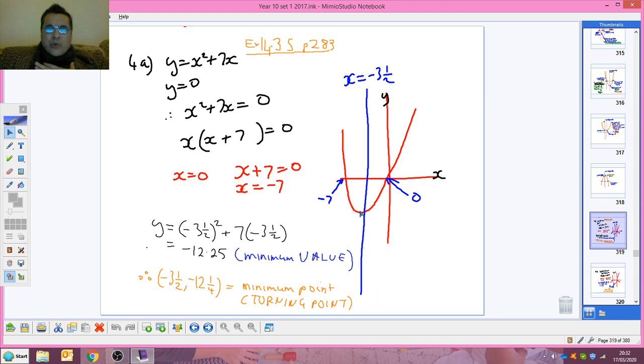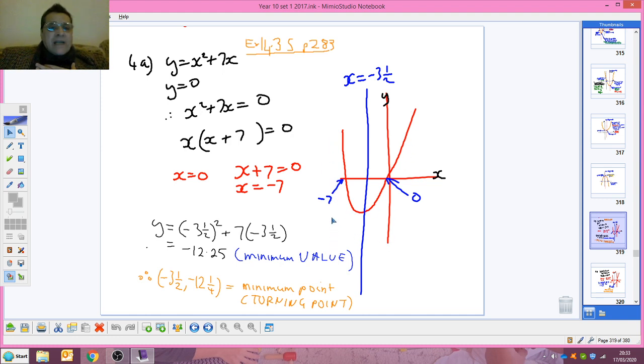So what is the actual coordinate? Well, the minimum value is minus 12.25, and at that point the x value is minus 3.5. Hence the point exactly there where the line of symmetry passes through the graph at the turning point is minus 3.5 for the x and minus 12.25 for the y. So that's the turning point. It is a minimum value. It's a minimum turning point because the graph won't go any lower than that.